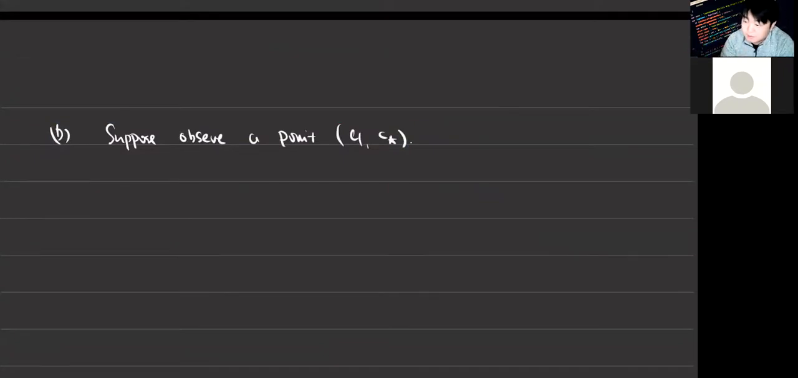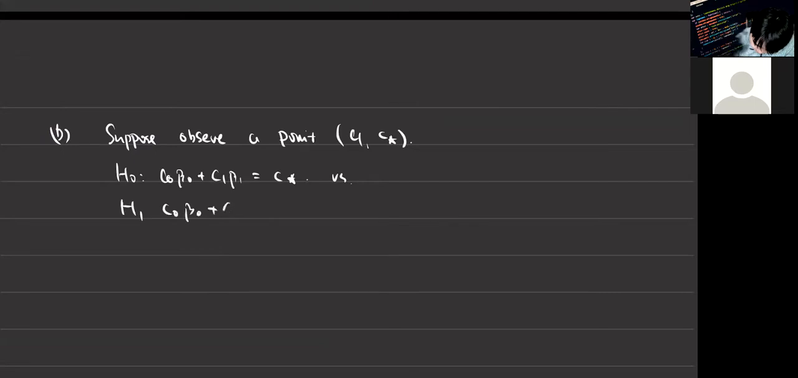How good is this point? How do we know that? Hypothesis testing. H naught: C0 beta 0 plus C1 beta 1 equals C star, versus the alternative hypothesis, where the left-hand side is exactly the same, but it's not equal to C star.